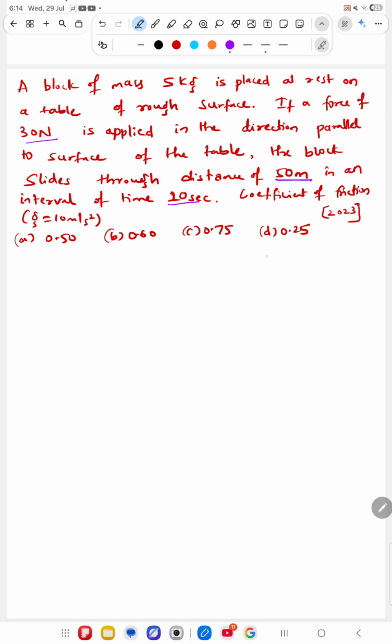So there is a block having a mass of 5 kg, placed on a rough surface table. If a force of 30 Newton is applied parallel to this surface, the block slides through a distance of 50 meter. Then the block will move a distance of 50 meter, and to travel this 50 meter it will take a time of 10 seconds. Then they have asked us to calculate the coefficient of friction.